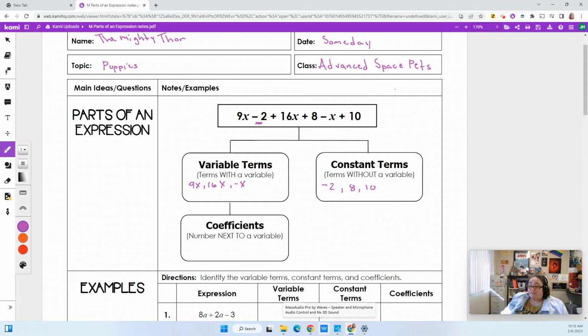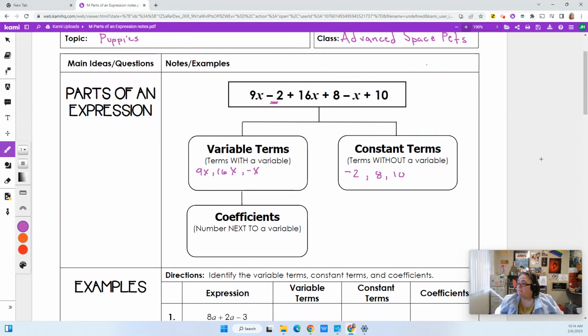Coefficients. What are coefficients? Does anybody know? Well, it says so on there. So can anybody read? Yes, Leah. Number next to the variable. Let me make it a little bigger for you guys too. Does that help? So it's the number next to the variable, and we listed all our variable terms already, right? Which were 9x, 16x, and that negative. Our coefficients would be 9, 16, and that negative would represent negative 1, right? We don't really write it when we have a 1, but we know it's there. It's saying that there's 1x, and we don't have to write how many there are because there's just one and you can see it.